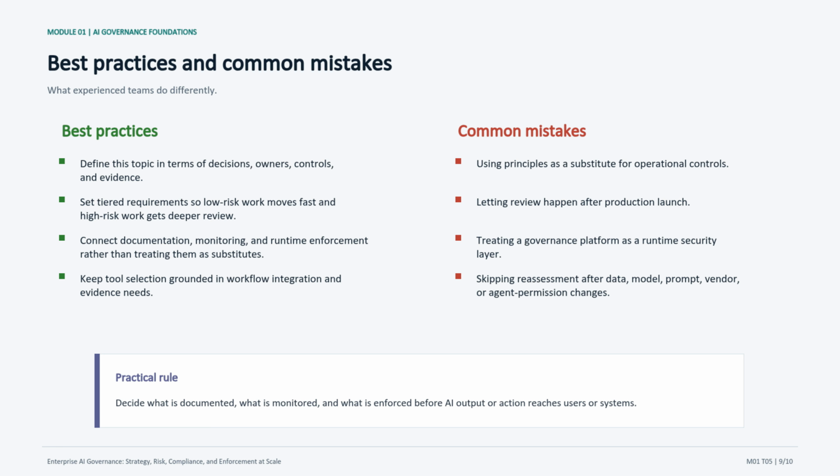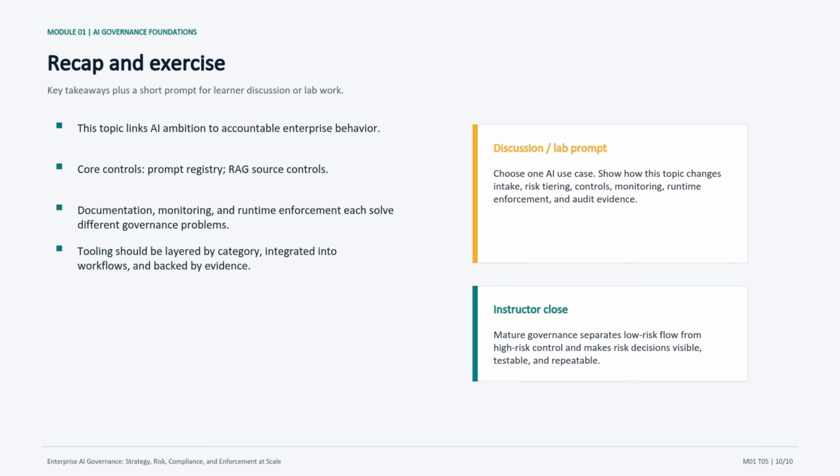That sets up the recap. We are going to pull the key ideas together and turn them into a short discussion or lab prompt. To close this deck, I would bring the class back to the central message: types of AI systems, predictive ML, Gen AI, copilots, agents, and multimodal systems links AI ambition to accountable enterprise behavior. It is not separate from delivery, it is how delivery becomes safe, compliant, and repeatable.